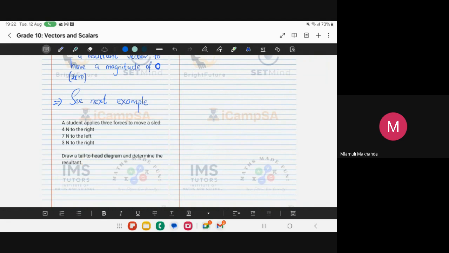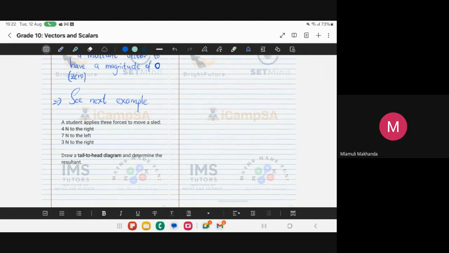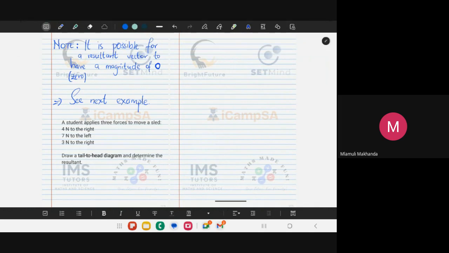Now, it says a student applies 3 forces. We've been dealing with 2 forces so far. Now, this student is applying 3 forces, right? We'll use the tail to head, and you can also use the algebraic, but I'll move a bit faster now because we know how to use the tail to head. So the student applies 3 forces to move a sled, okay?